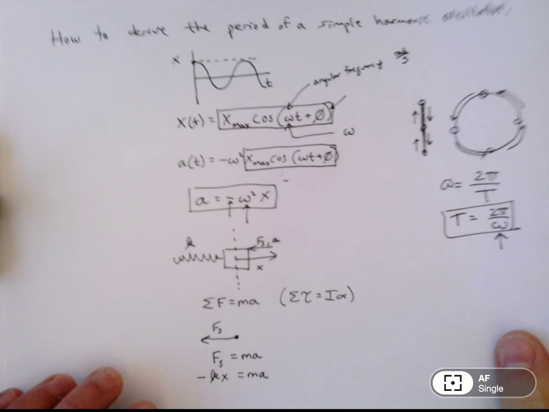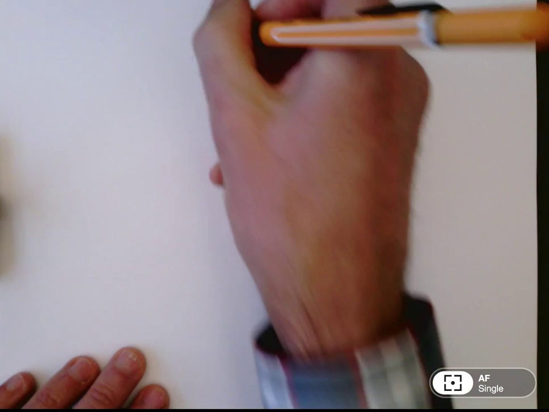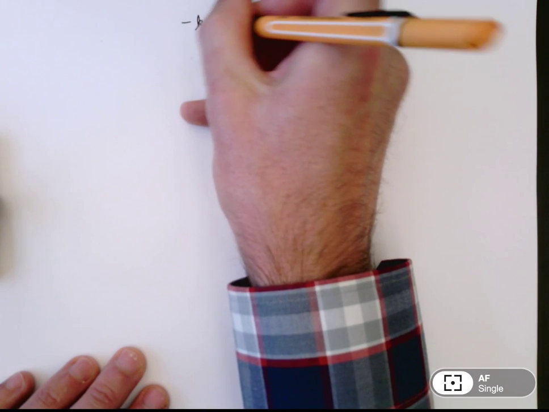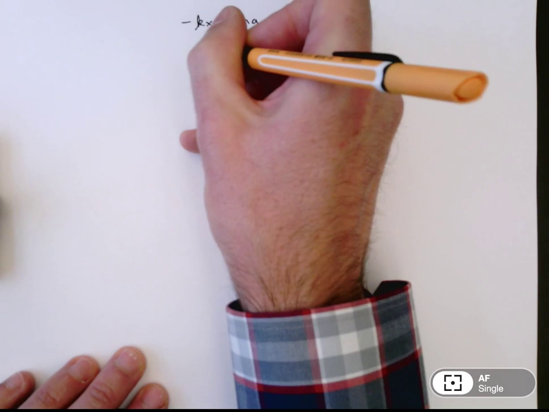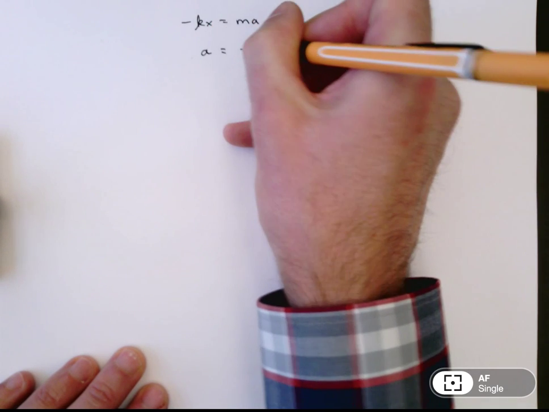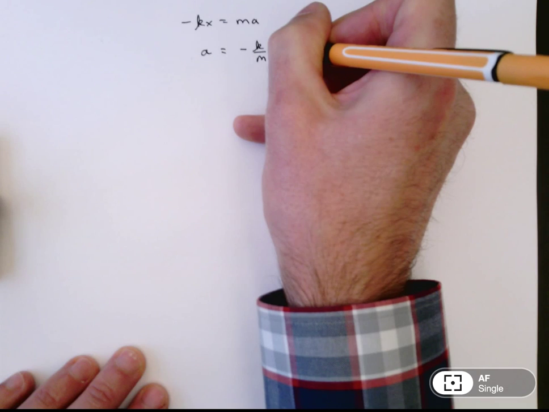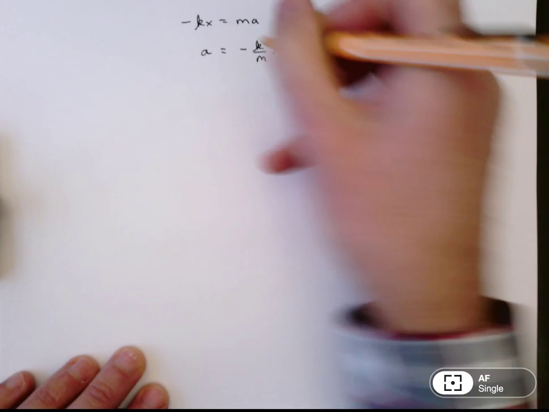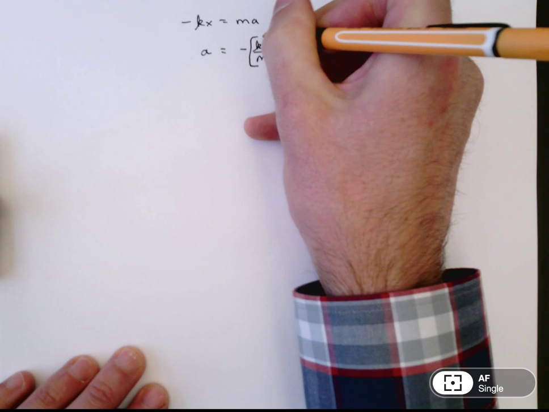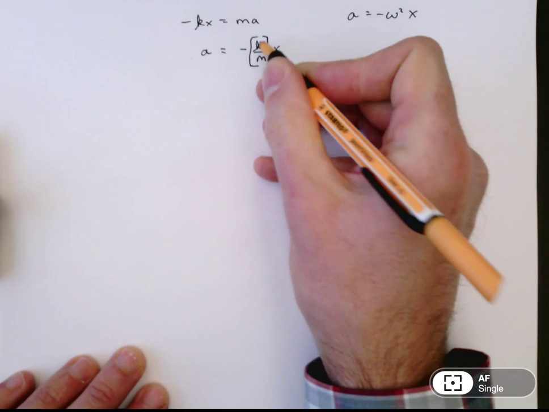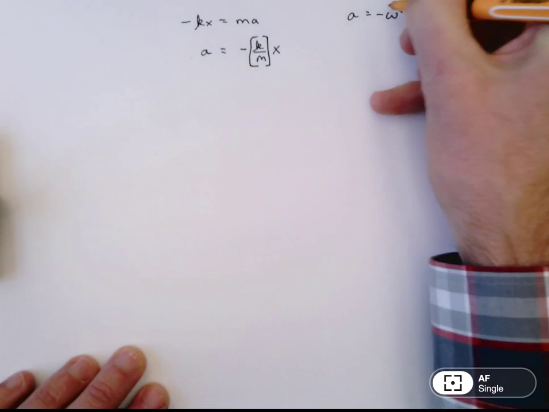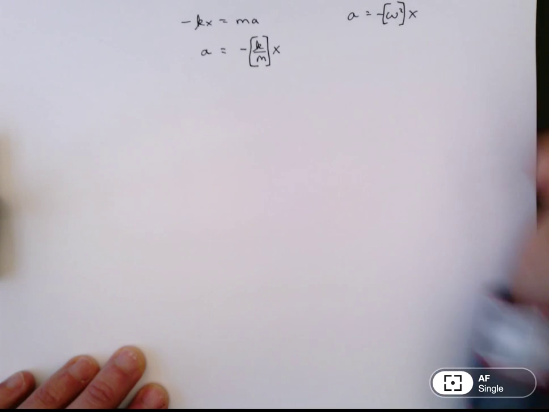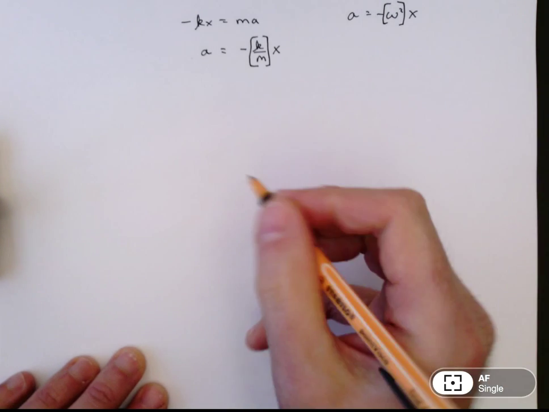Let's do this on a separate piece of paper so we have the room. So again, our equation was negative kx equals ma. So that means that a equals negative k over m times x. And remember, our goal is to make it look like this. Well, honestly, it does, in the sense that k over m is just a constant value for this situation. Omega squared is a constant value. Everything else is the same.